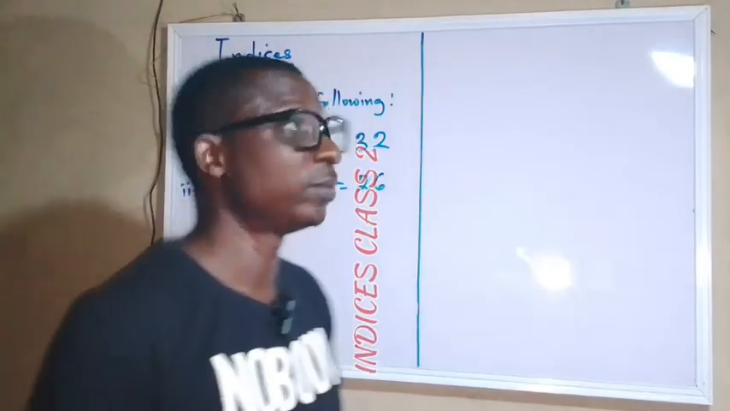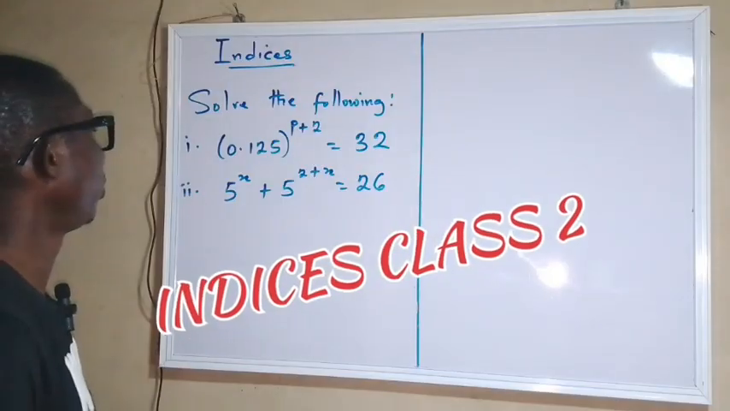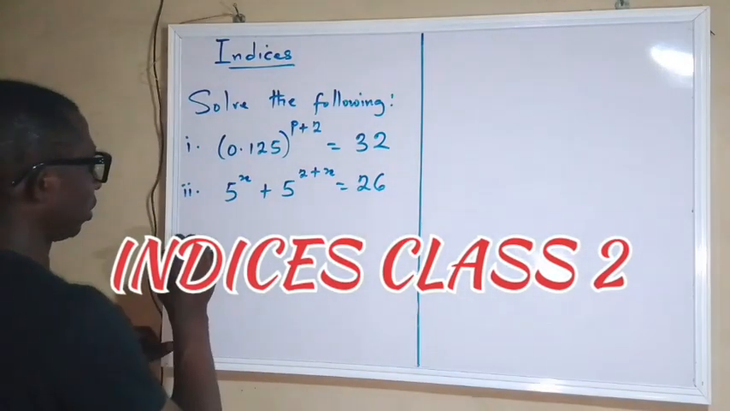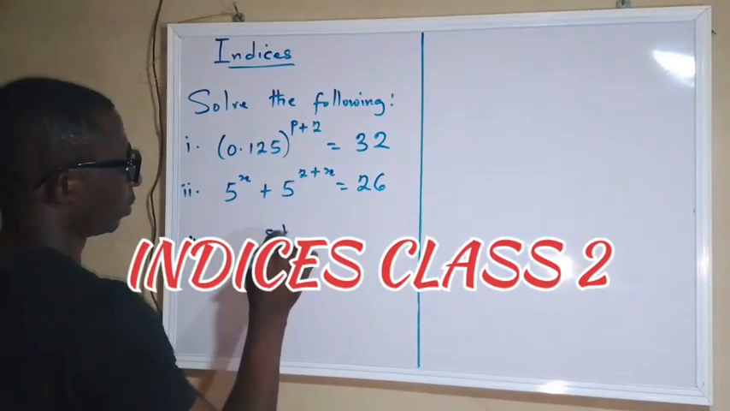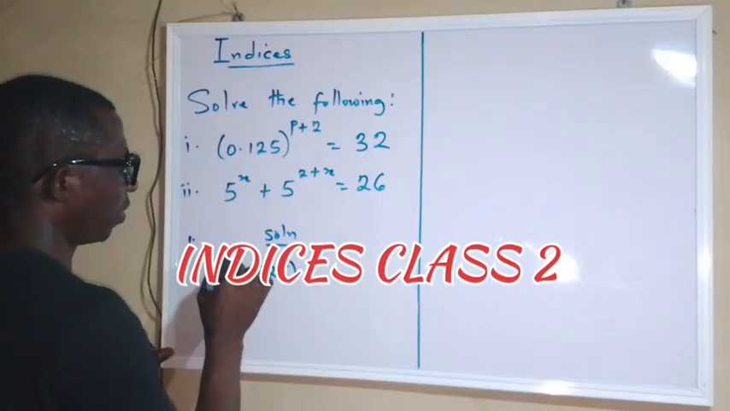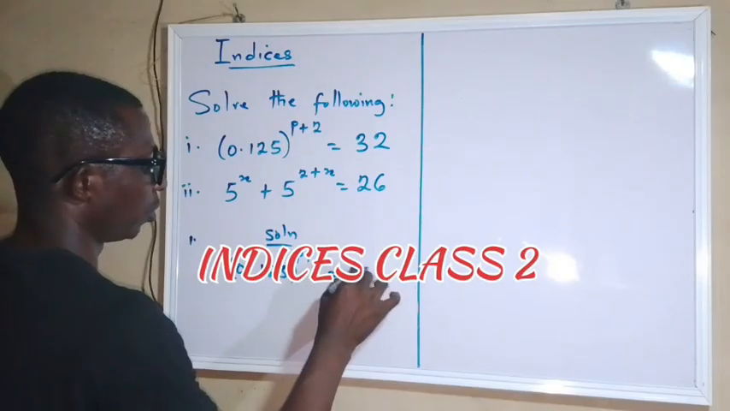Let's solve this problem. Solve the following: 0.125 raised to the power of p plus 2 equals 32.